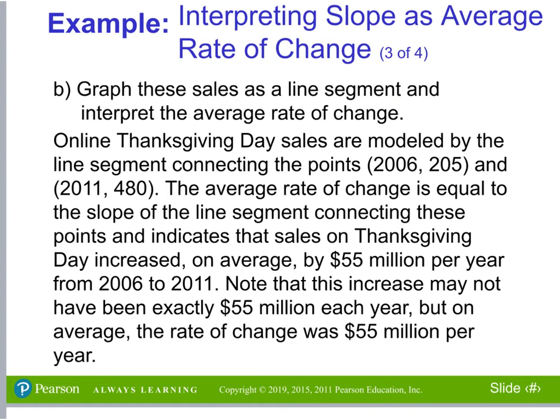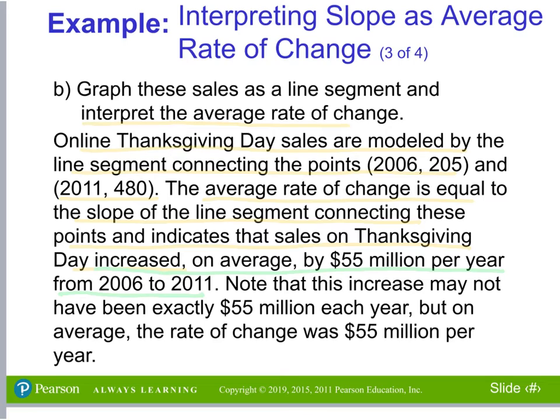Okay, so let's interpret what that actually means. Online Thanksgiving Day sales are modeled by just a line segment connecting these 2 points. The average rate of change is equal to the slope of the line and indicates that sales on Thanksgiving Day increased because it's positive, so they increased on average $55 million per year within that time period.